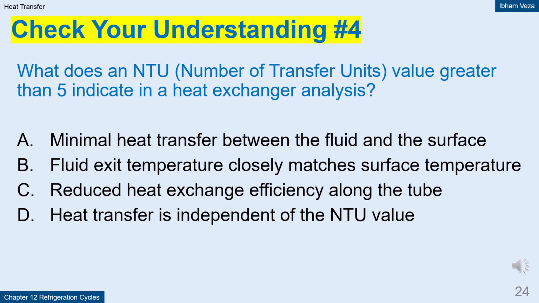Explanation of incorrect options. A. Minimal heat transfer between the fluid and the surface. This is incorrect because a high NTU value indicates effective heat transfer, not minimal. NTU greater than 5 signifies efficient thermal interaction. C. Reduced heat exchange efficiency along the tube. This is incorrect as a higher NTU directly correlates with increased heat exchange efficiency, reflecting a more effective process.